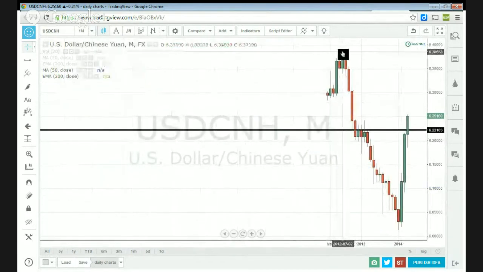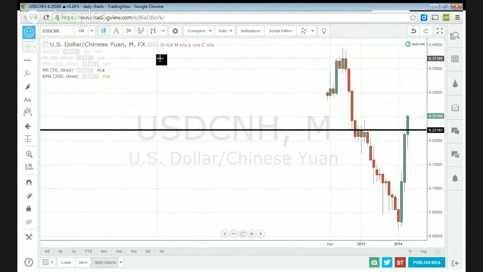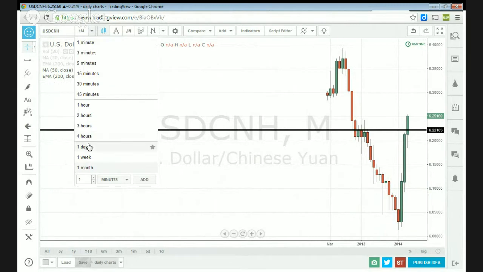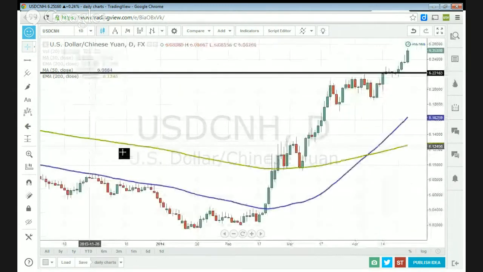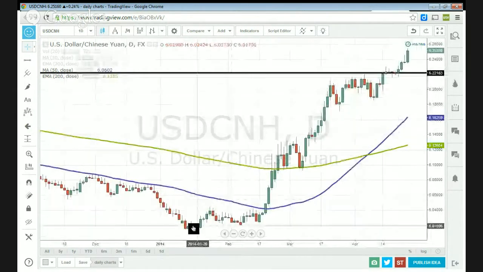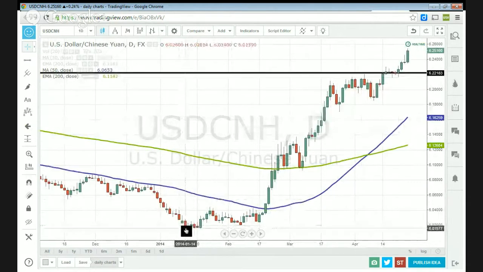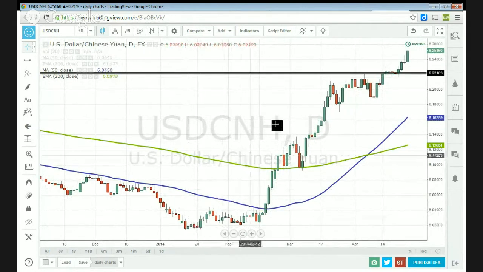You can see the data here goes back even further. At one point it was like 8 or something like that, and the dollar has just been sliding against it. In general, the dollar's been in a 10-year downtrend of sorts. But now something happened at the turn of this year. You see right here, 2014. Really, the bottom was January 14th. Since then, the dollar has been soaring against the renminbi.